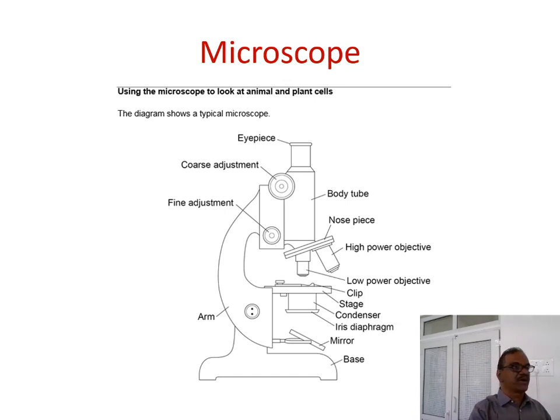All other parts are known to you, so I don't want to explain. I will go to the next slide. Is it okay? High power objectives are 4x, 10x, then 20x or 40x, or the oil immersion objective at 100x. Then clip, stage, condenser, iris, mirror, everything is there.